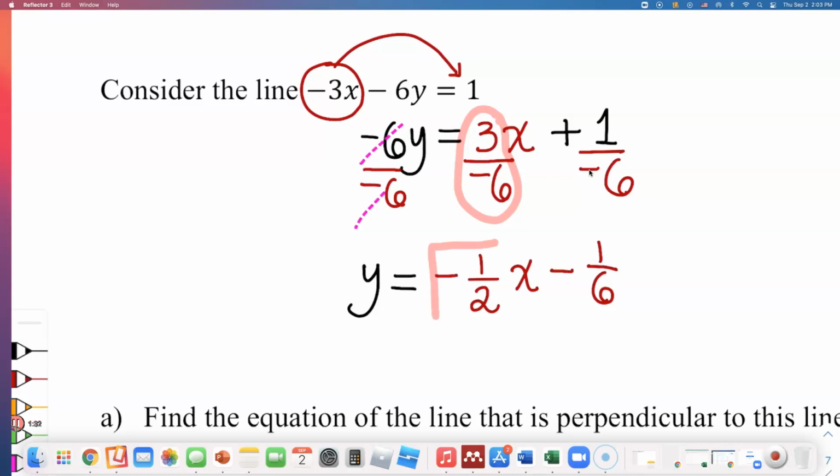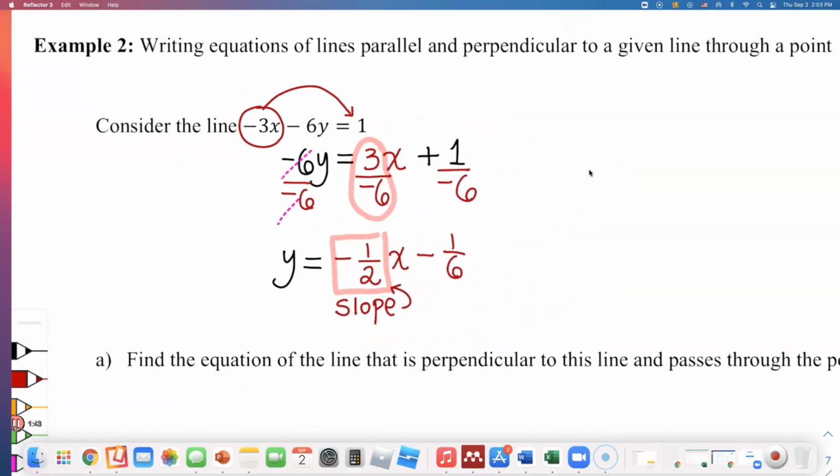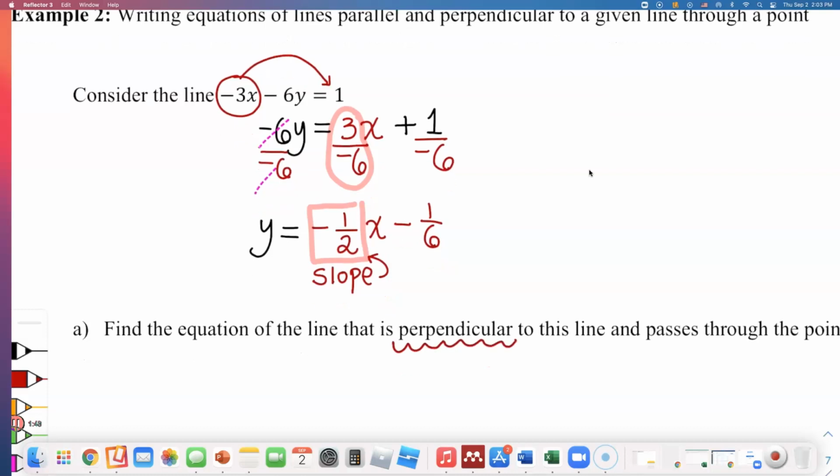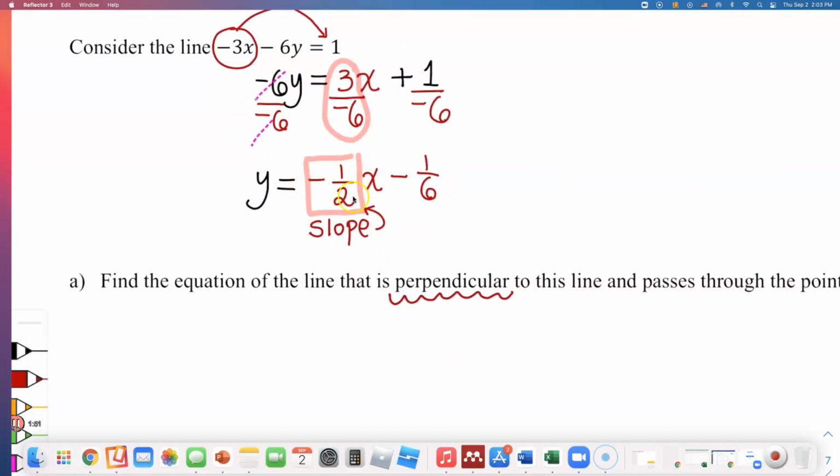I will circle this fraction. Why? Because this is the slope. This is the slope of the original line, and that is important. This is what we are going to use to find the equation of a line that is, first, let's do the perpendicular. So if the original line has a slope of negative 1 over 2, the perpendicular slope, I'll just go ahead and say m here, should have a slope of opposite reciprocal. So I'm going to make this a positive, and I'm going to flip the fraction 1 over 2. Negative reciprocal of negative 1 over 2 is just going to be positive 2.